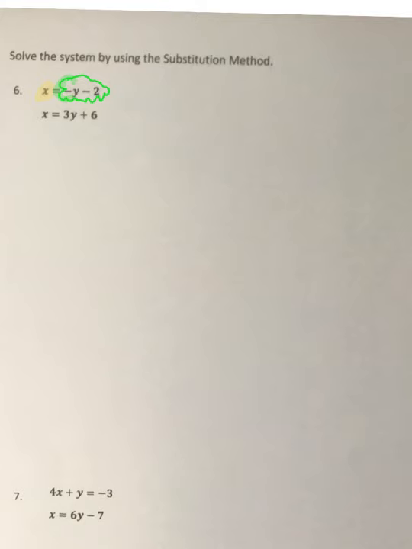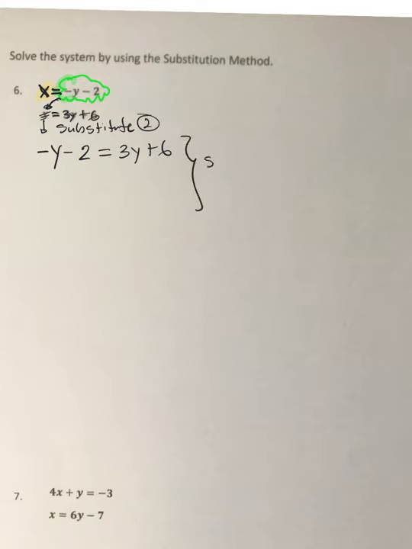Substitute. So remember, this says that x can come out of the game, and in its place is going to go negative y minus 2. So when I substitute and take out that x and replace it with negative y minus 2, and then equals, and then 3y plus 6. So all I did was take this out and put all of this where it was, and I still have my equals, my 3y, and my plus 6 that I had to recopy. That was my substitute step. That was step 2.